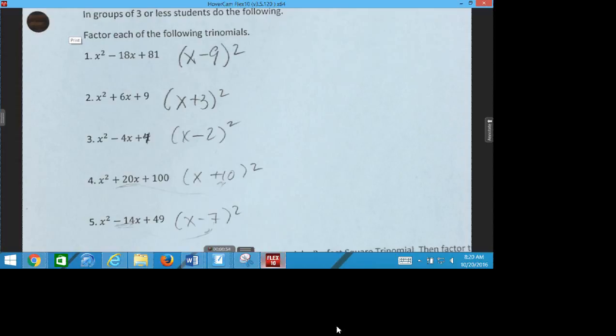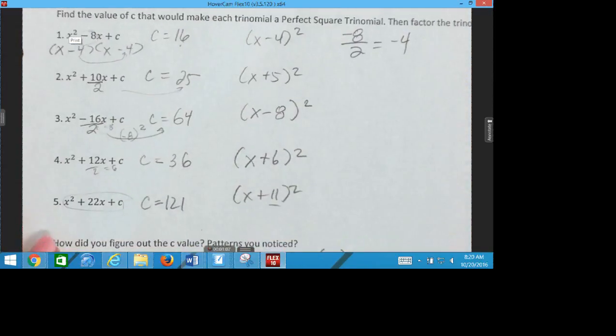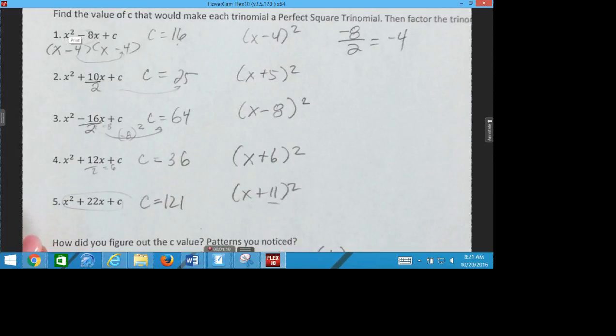In front of the b value, right. So in front of that 18, or in front of that 6, or in front of the 4, that's how I know what sign to equal. In the bottom section, you had to find the c value, and then you also had to factor it.